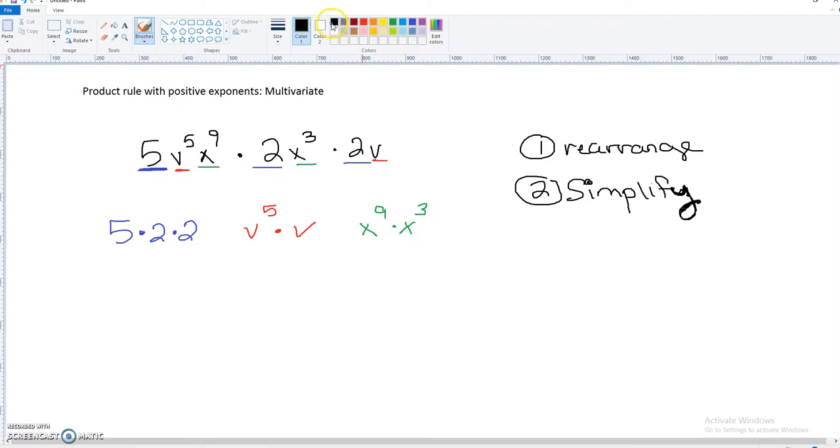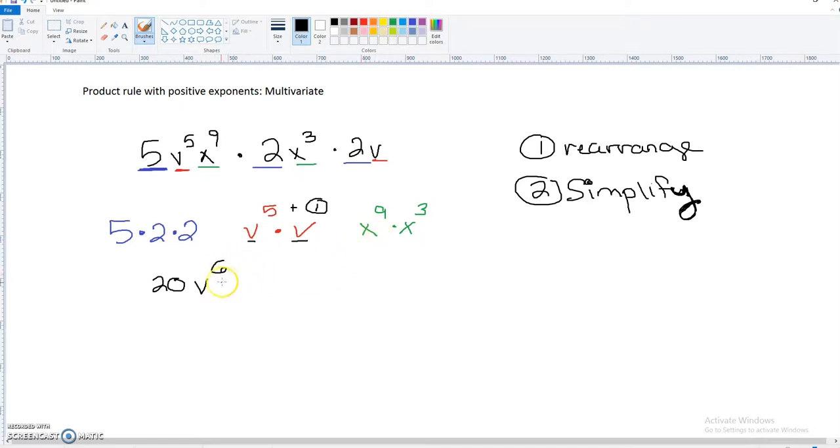Now that I've got them grouped, I'm going to take my big numbers and multiply them together. So 5 times 2 is 10. 10 times 2 is 20. And remember, when we have like bases, and in this case they're both the same, that's why we group them. So we've got v and a v, and this is 5 plus that invisible 1. So we've got v to the 6th power.